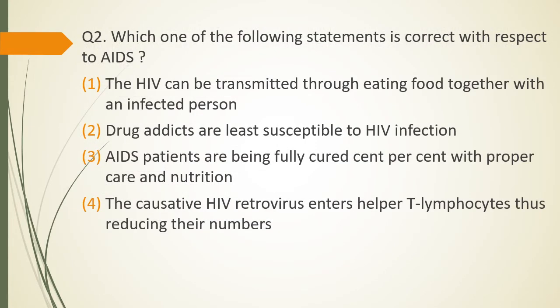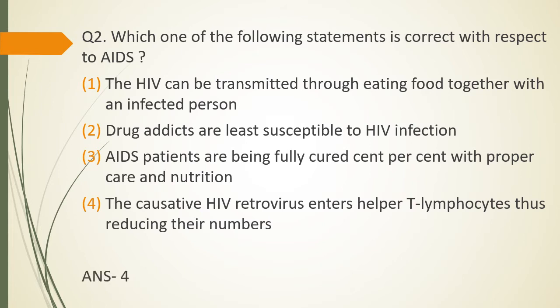Question number 2. Which one of the following statements is correct with respect to AIDS? The HIV can be transmitted through eating food together with an infected person. Drug addicts are least susceptible to HIV infection. AIDS patients are being fully cured with proper care and nutrition. The causative HIV retrovirus enters T lymphocytes and thus reduces their number. You have to find the correct statement with respect to AIDS. So the correct statement is option 4.